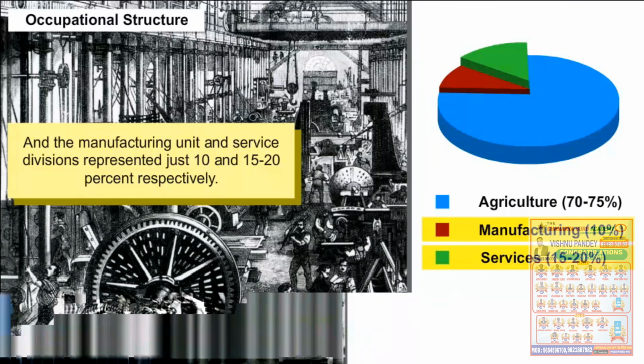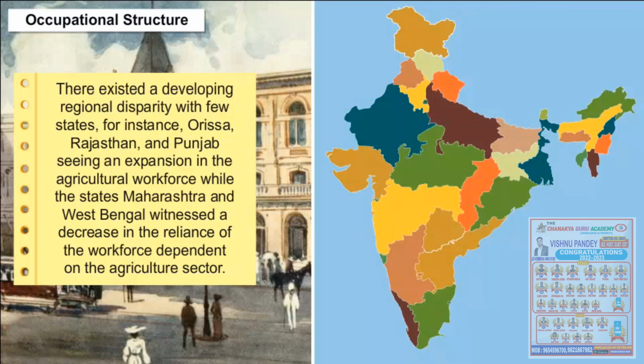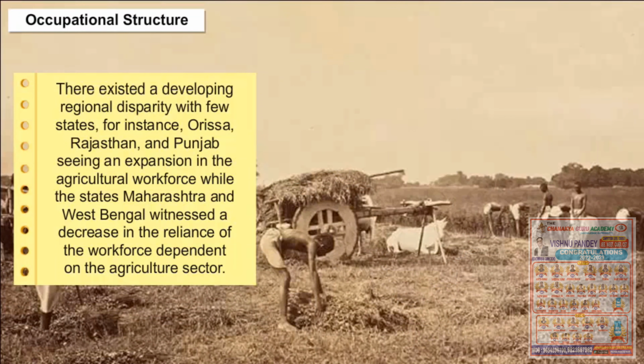There existed a developing regional disparity, with a few states, for instance Odisha, Rajasthan and Punjab, seeing an expansion in the agricultural workforce, while the states Maharashtra and West Bengal witnessed a decrease in the dependence of the workforce on the agriculture sector.